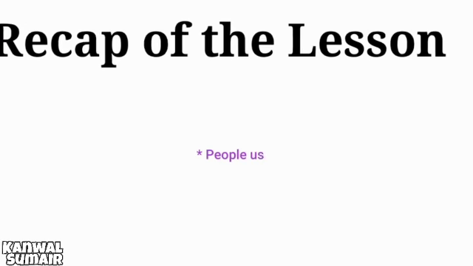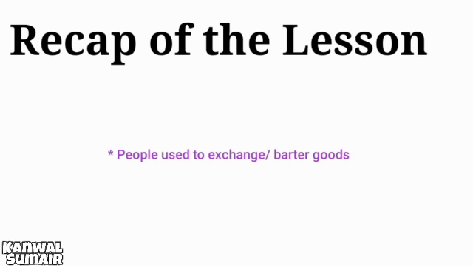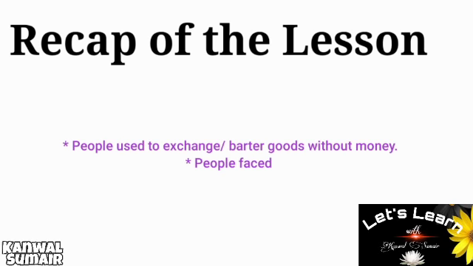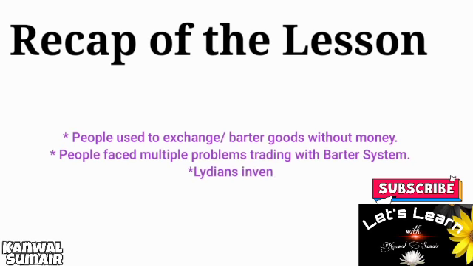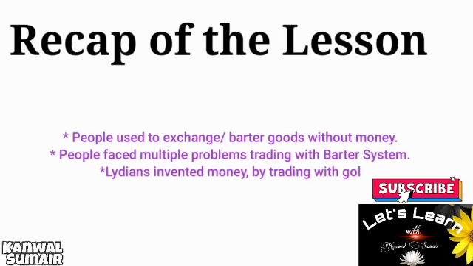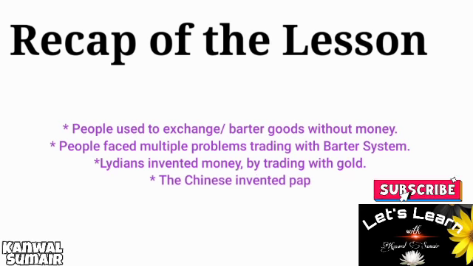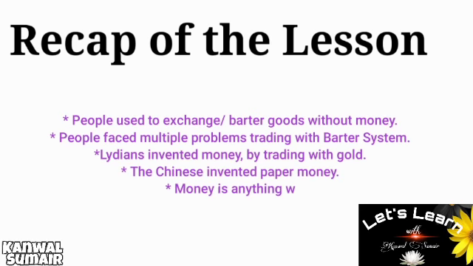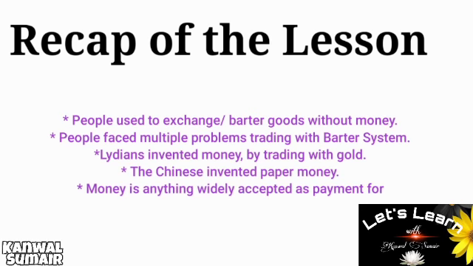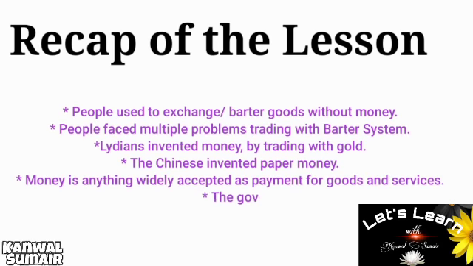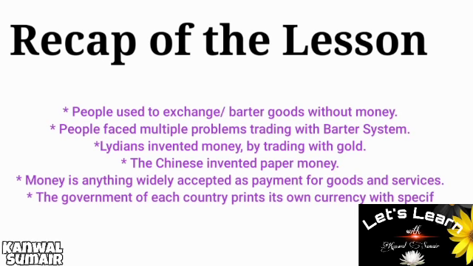Now let's have a quick review of today's lesson. We learned that when people did not have money, they used to exchange goods and services with each other, and this system of exchanging goods and services was known as the barter system. But people faced multiple problems trading with this system. Then Lydians invented money and started trading with gold.